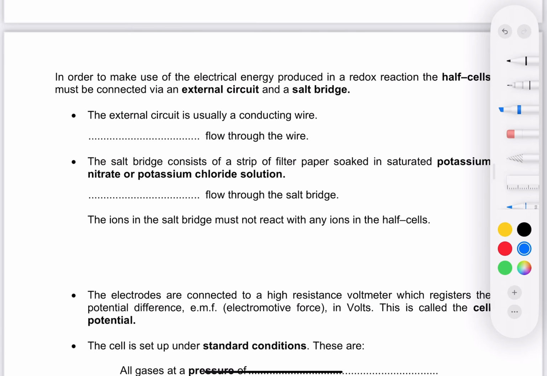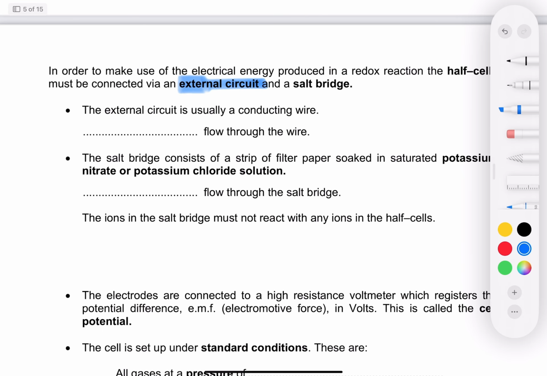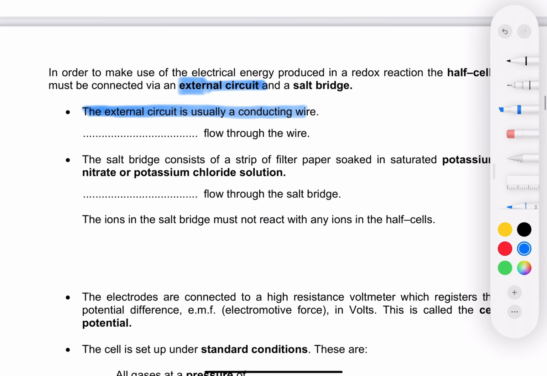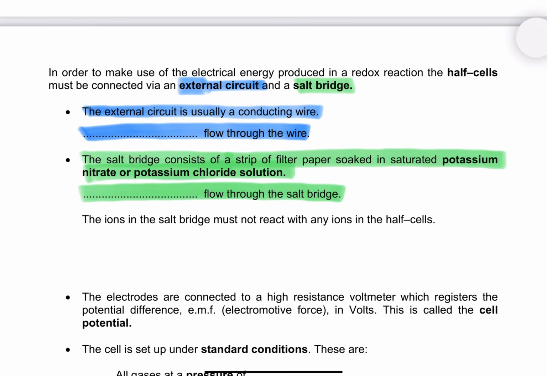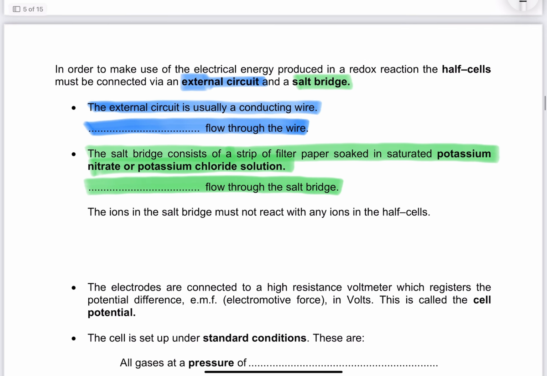We're going to have an external circuit, and then we're going to have a salt bridge connecting our solutions. So an external circuit is going to connect those two wires that were coming out of our electrodes, and our salt bridge is going to connect our two solutions, our copper 2 plus and our zinc 2 plus, and different charge carriers will be used to carry the current through those different sections.